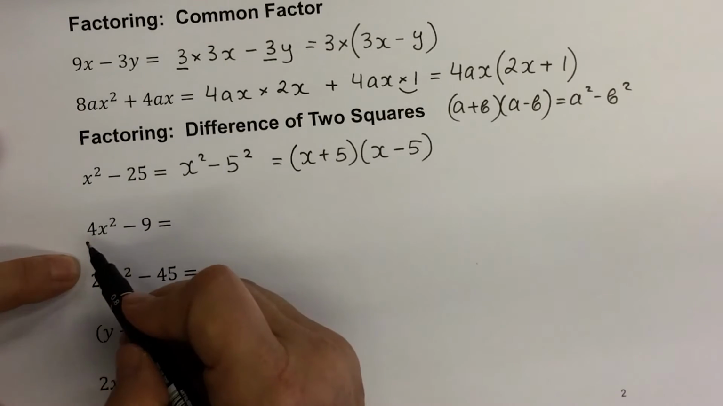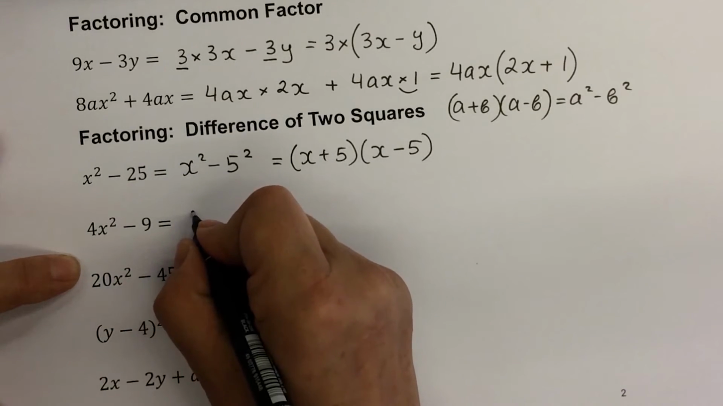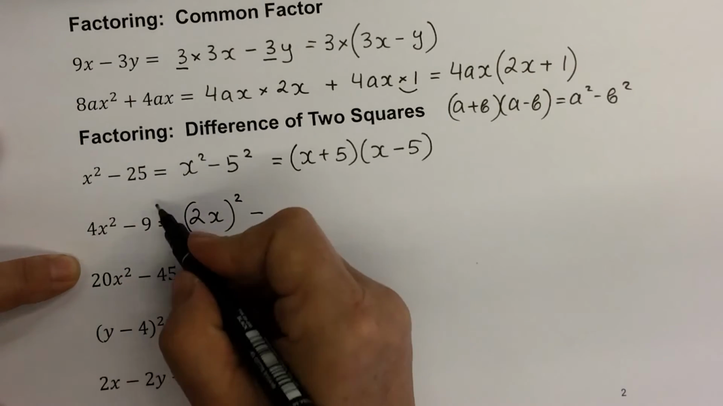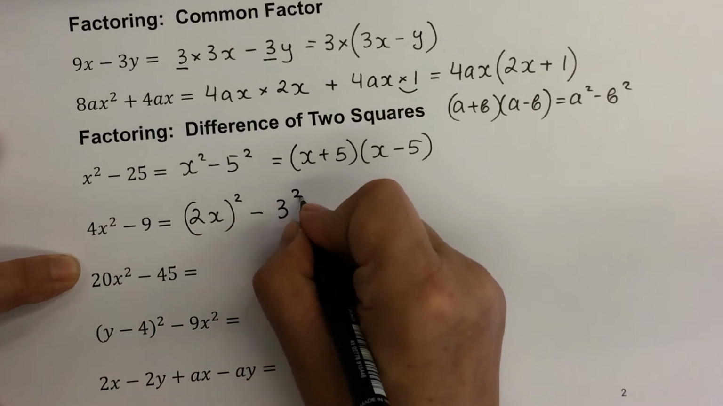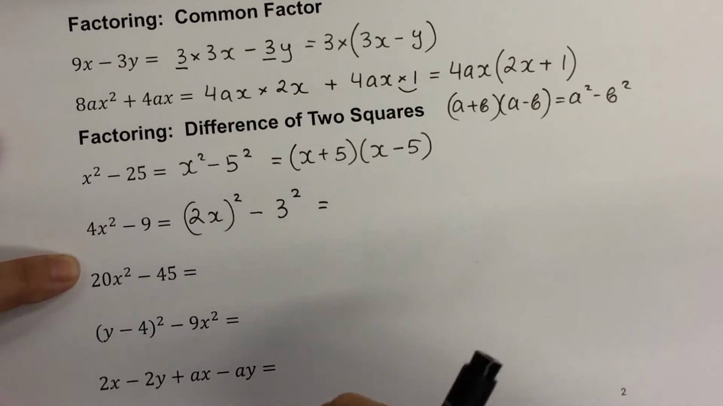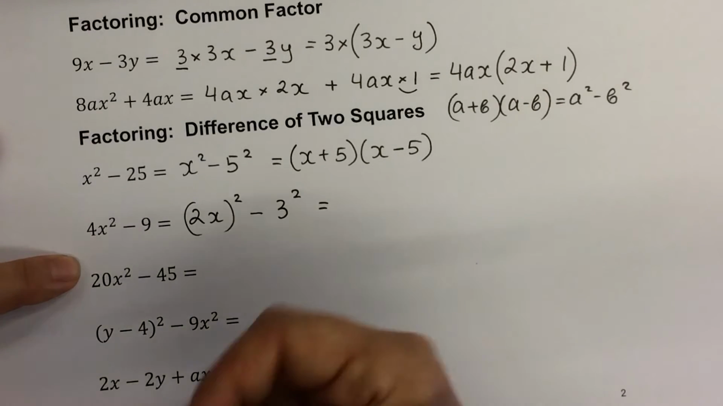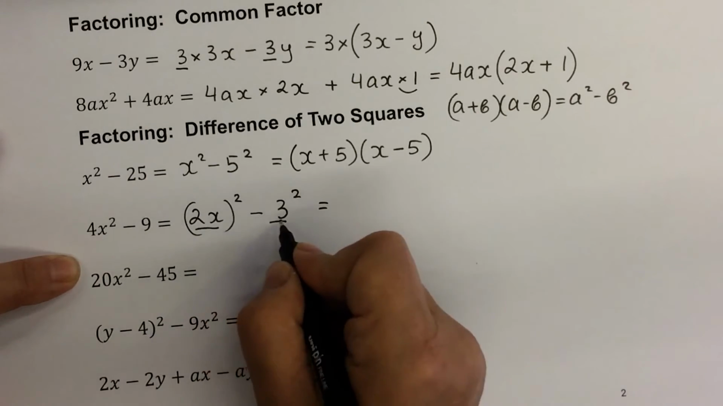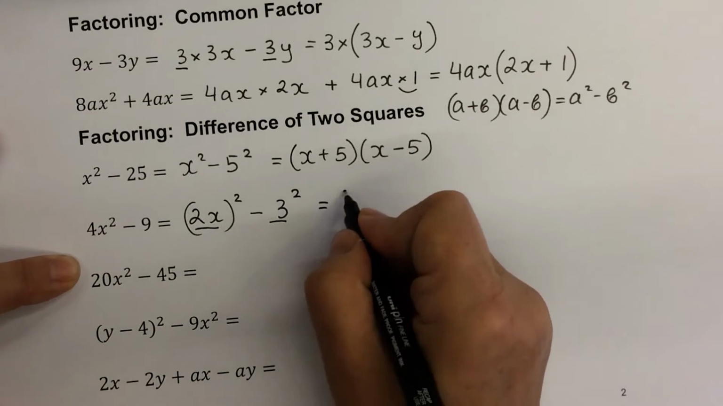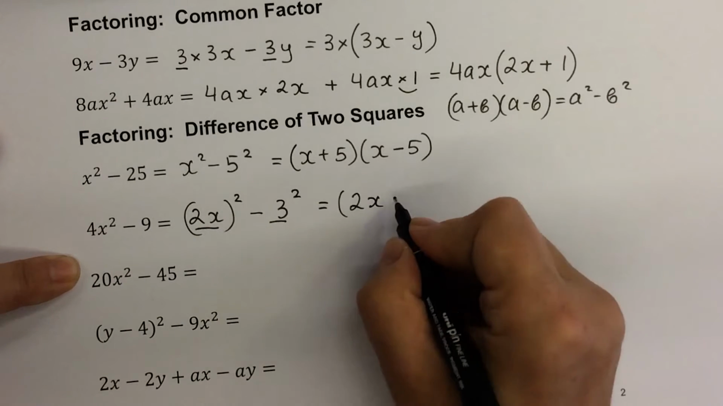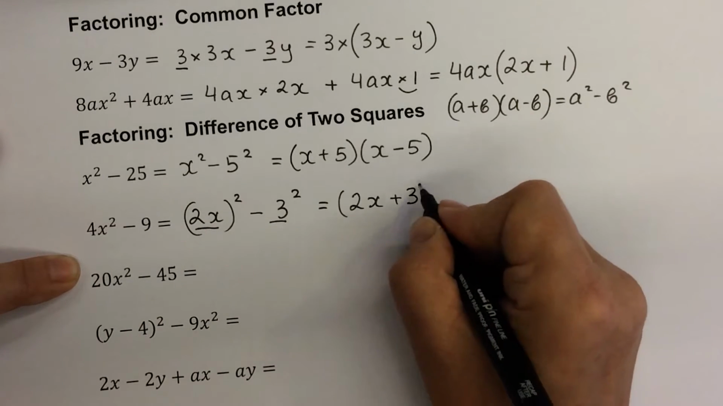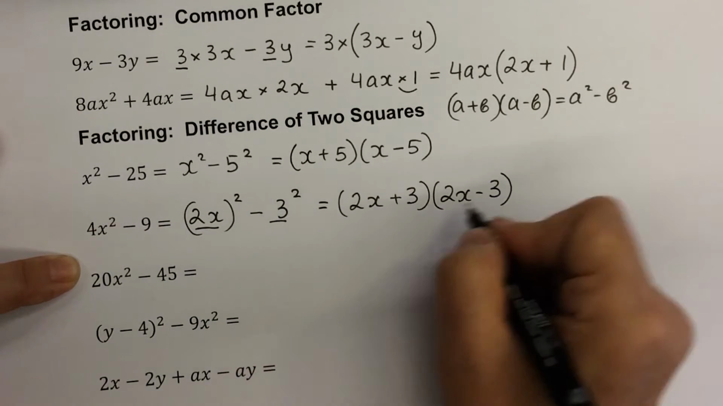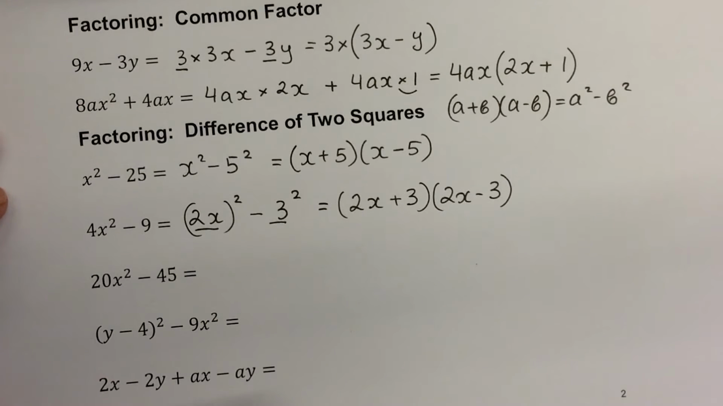Not as obvious on the next example, but we should recognize those squares and write our terms explicitly. For example, 4x squared can be presented as (2x) squared minus, okay, 9 happens to be 3 squared. So now we can apply difference of two squares, and we showed explicitly what the terms are. It's 2x and 3. Applying this formula, that would be 2x plus second term, which is 3, and 2x minus second term.